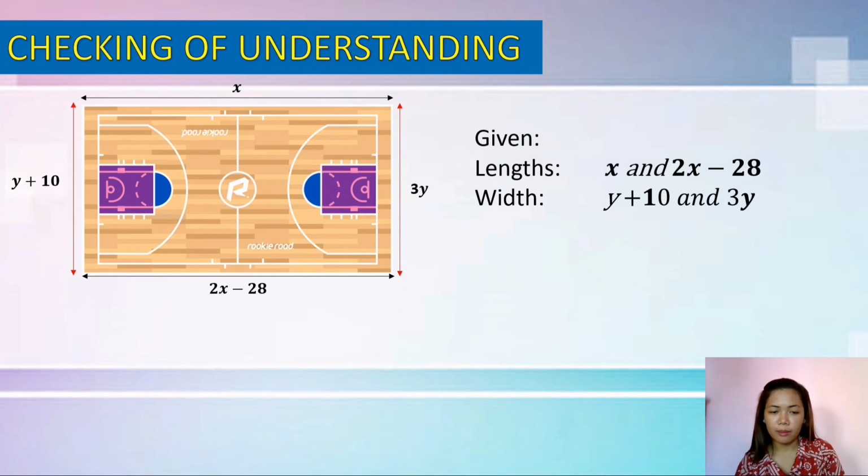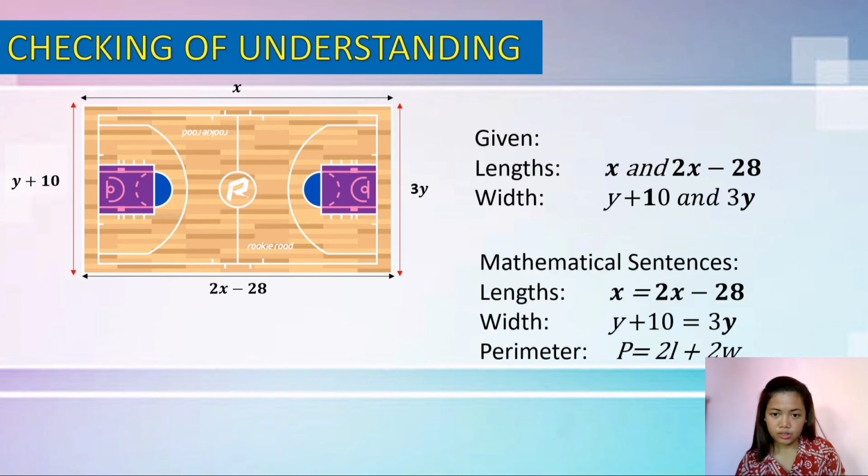Now let's make a mathematical sentence out of the given dimensions. For the lengths, we can say that x is equal to 2x minus 28, because opposite sides of a parallelogram are congruent. The same with the width, they are also opposite sides, so we have y plus 10 is equal to 3y. And we also have the formula for the perimeter, which is equal to 2 times the length plus 2 times the width.